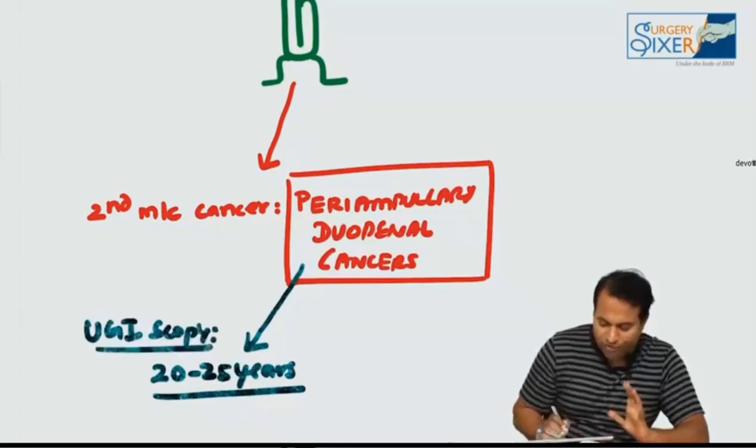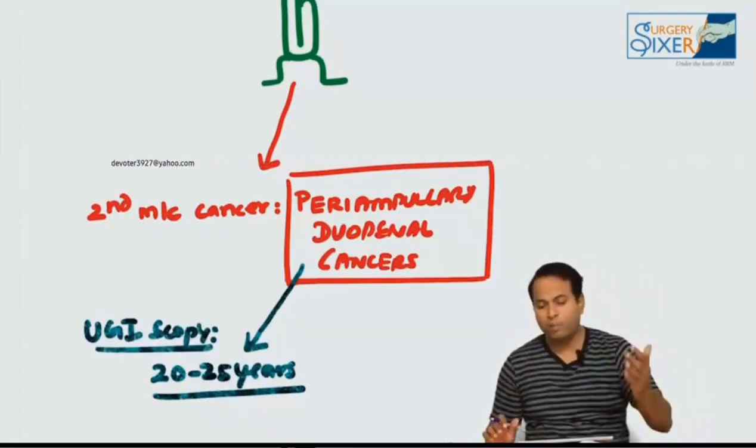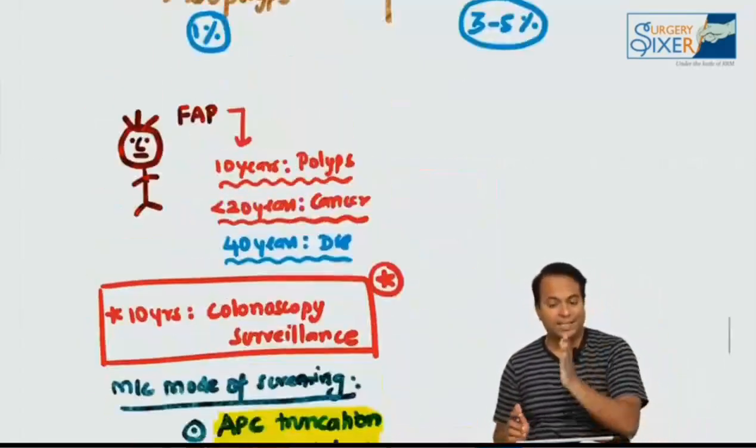So this is how the life of an FAP patient is going to go on. We have to do endoscopy from 20 to 25 years onwards and keep these patients on follow up. So remember this FAP on one side. Then only you can understand HNPCC on the other side.